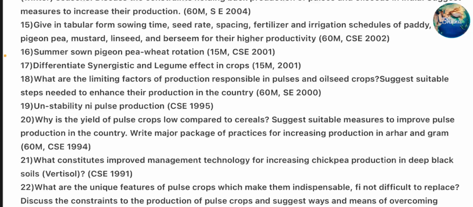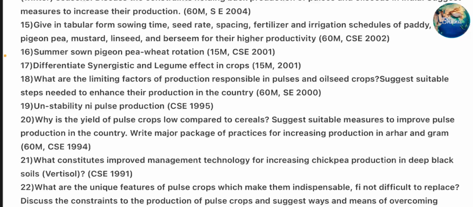Question 20. Why is the yield of pulse crops low compared to cereals? Suggest suitable measures to improve pulse production in the country. Write major packages of practices for increasing production in arhar and gram. Question 21. What constitutes improved management technology for increasing chickpea production in deep black soils?